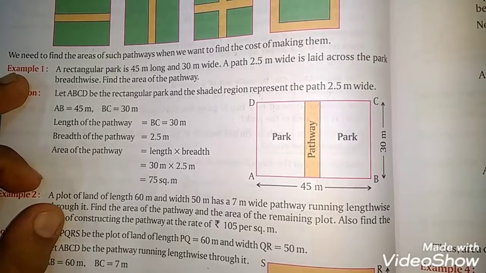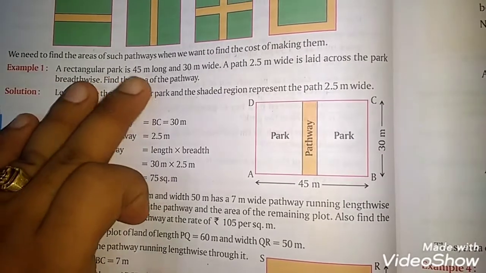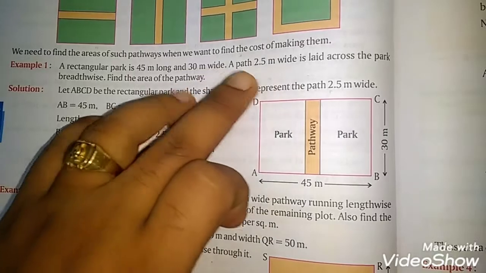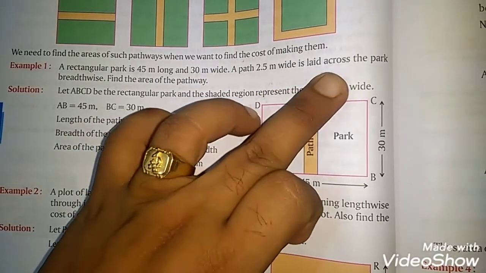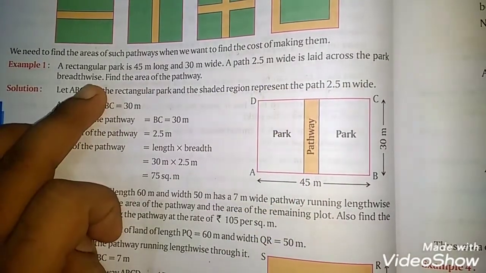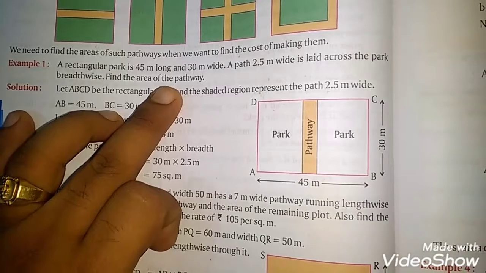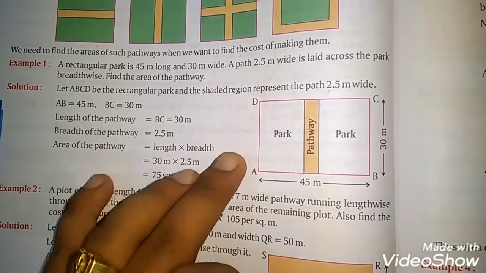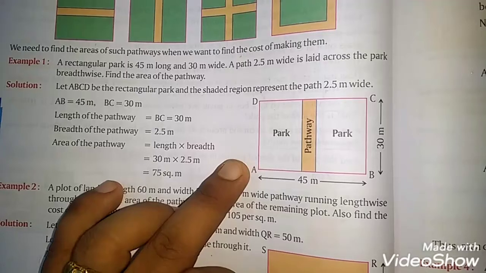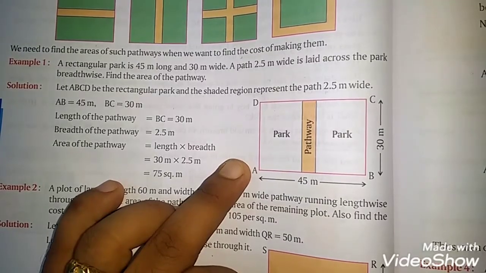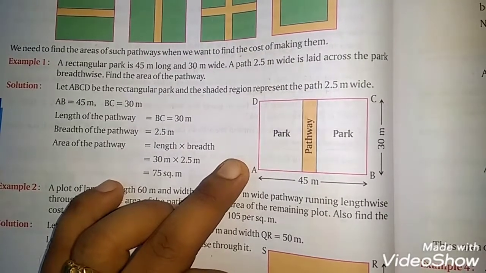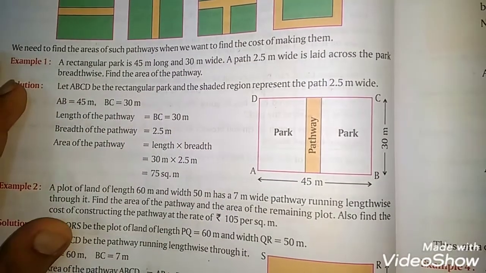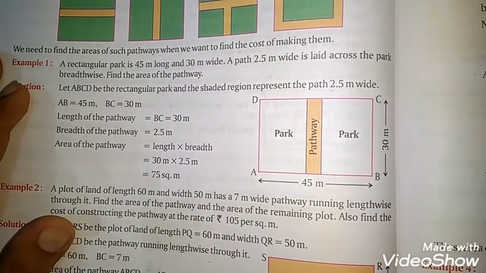Now example number 1: a rectangular park is 45 meters long and 30 meters wide. A path 2.5 meters wide is laid across the park breadthwise. Find the area of the pathway. Remember, students, you will not be given these sorts of diagrams. You have to make it on your own, or in your mind only. We will simply give you these sums and then you have to solve them by your own.